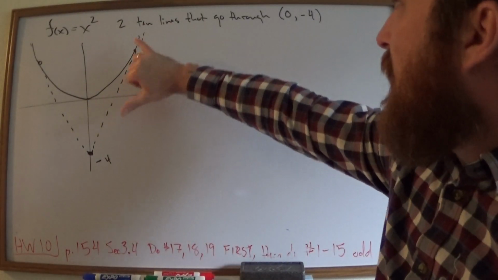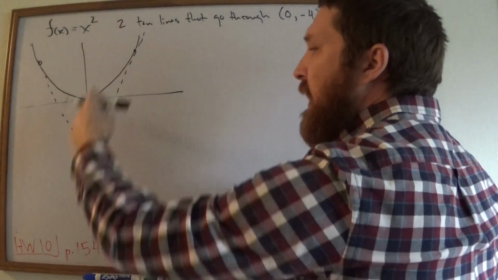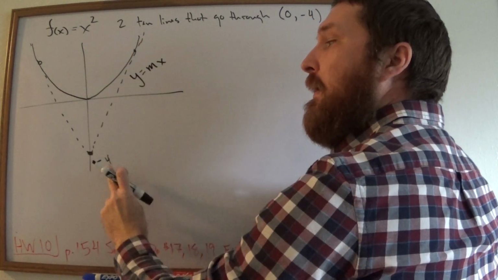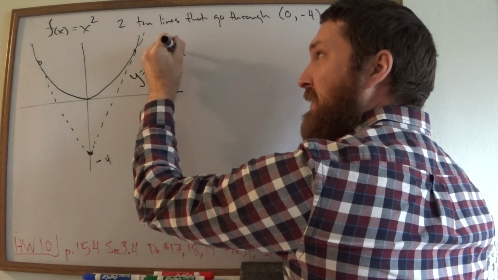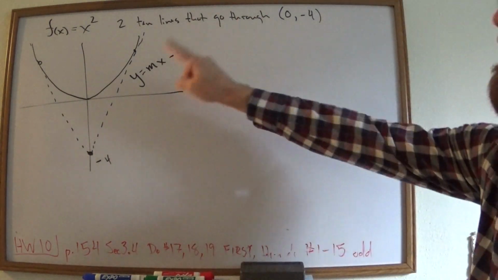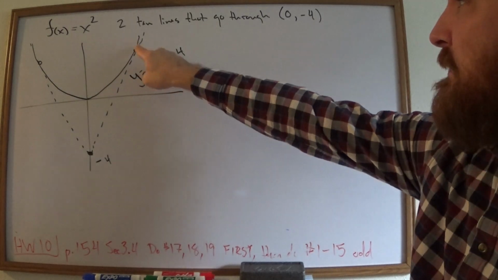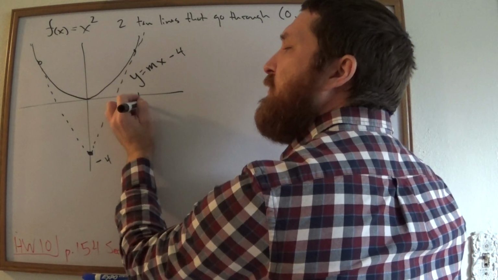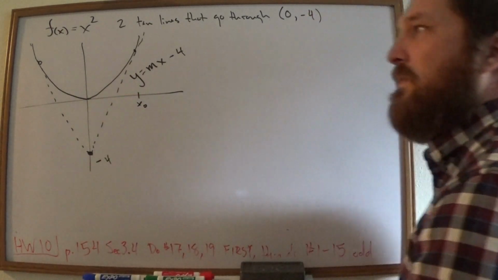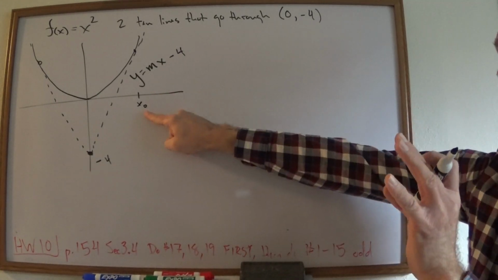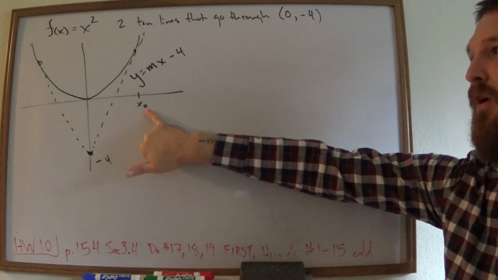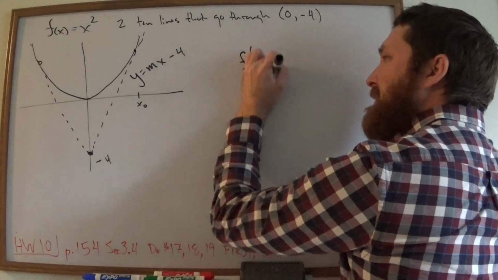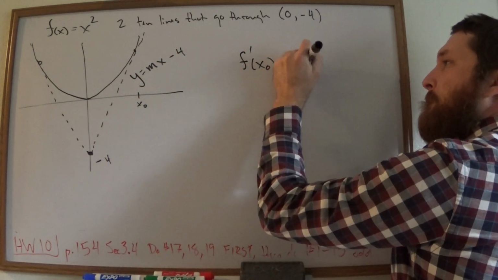So, first off, this line has the form y equals mx minus 4. Right? mx plus b, or mx minus 4. That slope has to be the same as whatever this is right here. I don't know what value this is, so I'm going to give it a special name. Let's call it x0, so that I don't mess it up with a different x. There's only one point over here on the right-hand side, so I'm going to call it x0. Okay. So f prime at x0 is going to be equal to m.